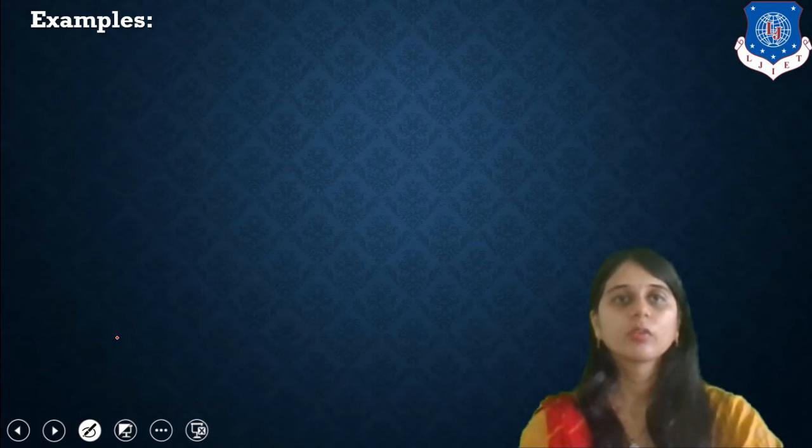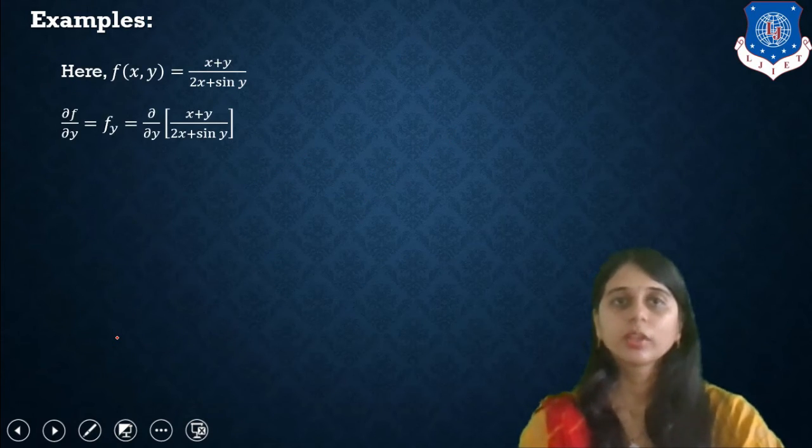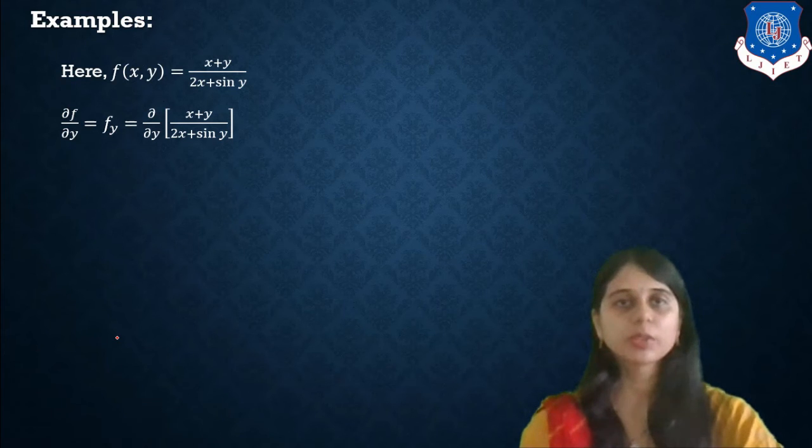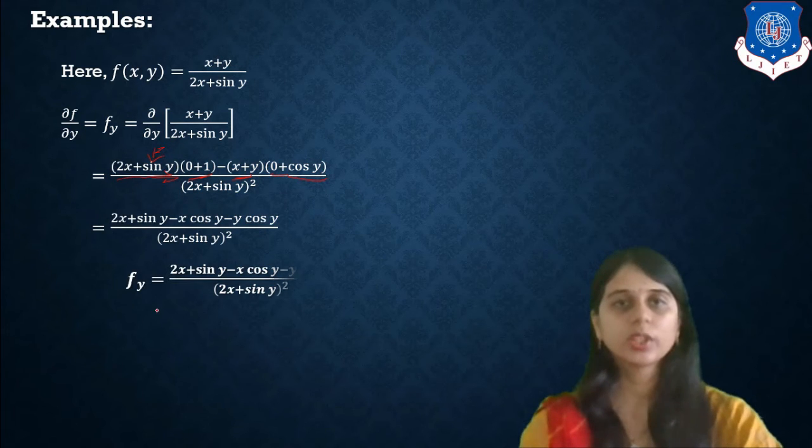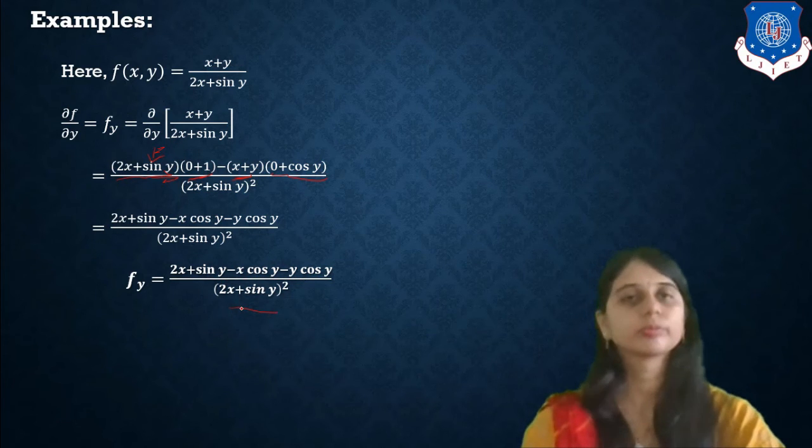For fy, fy equals del by del y of (x+y)/(2x+sin y). Again we are taking the u by v rule, (2x+sin y) whole square, v as it is. Then differentiation of x plus y with respect to y is 0 plus 1, x plus y as it is. Differentiation of 2x plus sin y with respect to y is 0 plus cos y. So we get the solution as (2x+sin y minus x cos y minus y cos y) upon (2x+sin y) whole square.